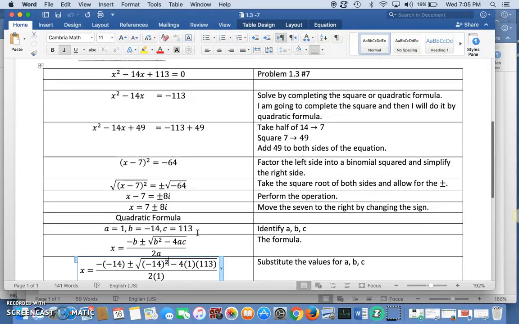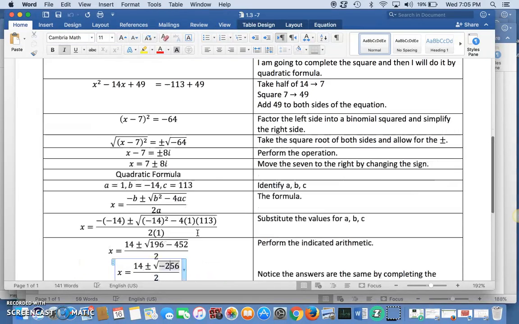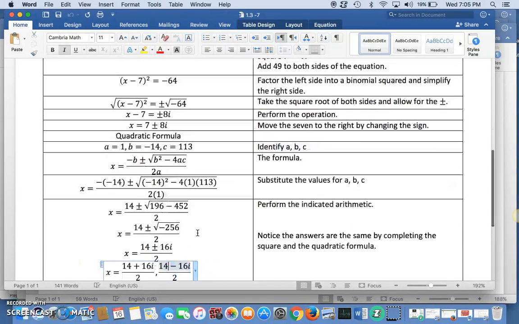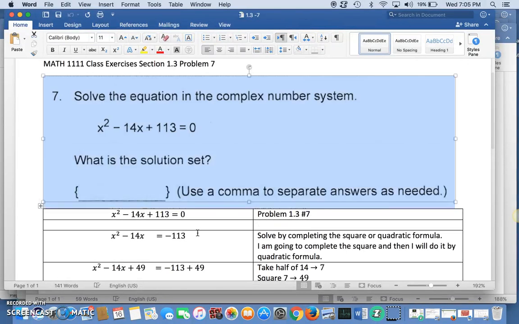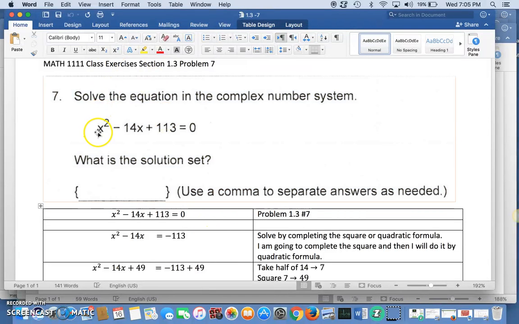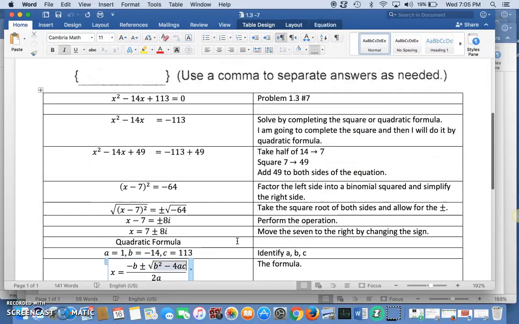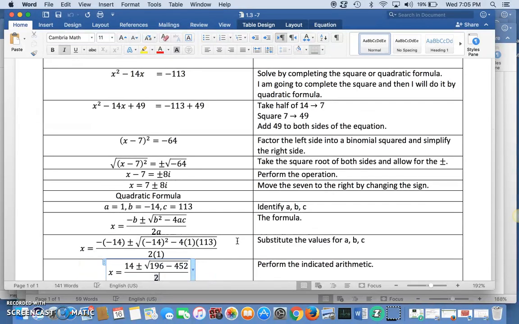Now, I will go through it using the quadratic formula. And when you use the quadratic formula, your equation needs to be in standard form, which this equation is. Your A is 1, your B is negative 14, and your C is 113. So everything is there. Identified my A, B, and C.